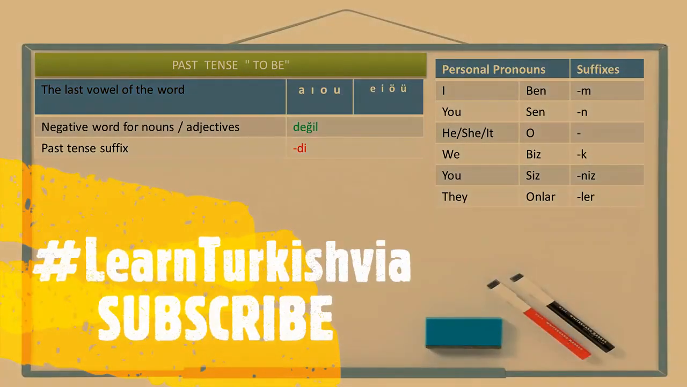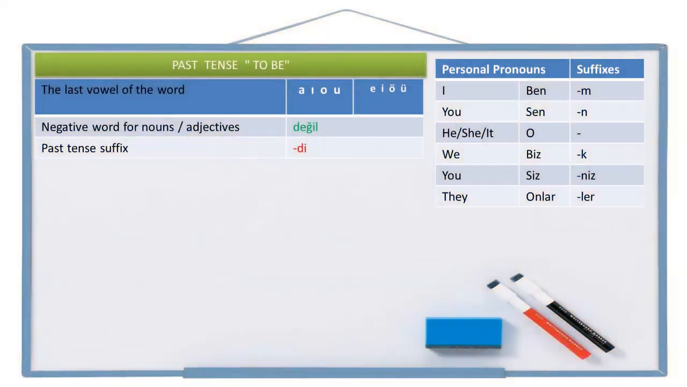Now let's make some negative examples. The negative word for nouns and adjectives is değil. And past tense suffix is going to be di. Let's see an example. I was not a student. Let's write person pronoun I first. Ben. Student. Öğrenci. Not student. Öğrenci değil. Was not student. Değildi. And the person pronoun suffix to the end. Ben öğrenci değildim. I was not a student.